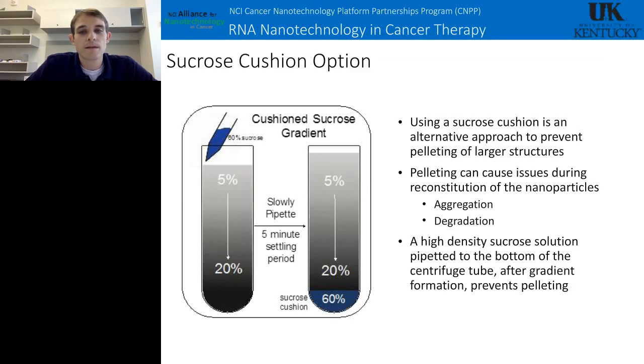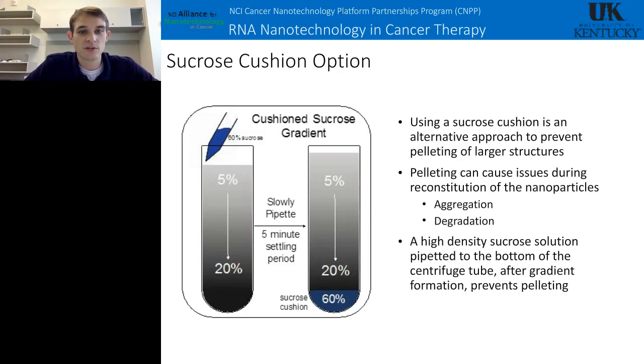So another good option when you're running a sucrose gradient is to use a sucrose cushion. What a sucrose cushion does is that it prevents the pelleting of larger particles that may happen to be more dense than you expect. Pelleting can be bad for nanoparticles, because if they get too aggregated, they'll form a pellet, and this can lead to some degradation of your particles.